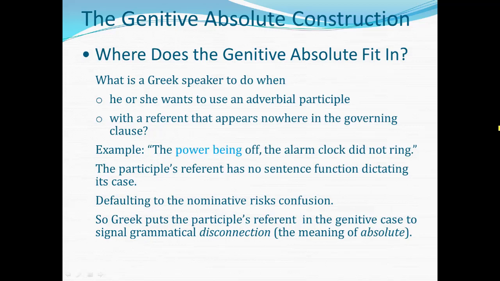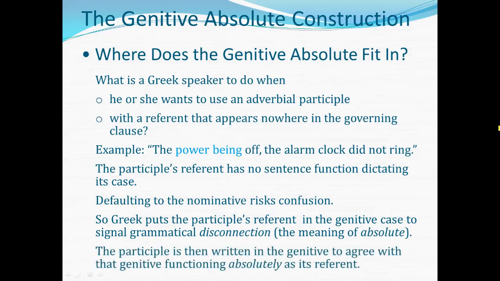Put the participle in the genitive to disconnect it from the main clause, as the reader senses no genitive case function for the referent, and then he sees a participle agreeing with it, or perhaps he sees the participle first and the referent later, depending on the word order. He gets the idea that this is set off as a separate section in the sentence apart from the main clause. That's the idea of the genitive absolute. And then, of course, the participle is written in the genitive to agree with that genitive functioning absolutely as its referent. Of course, we're going to see examples of this as we go along.